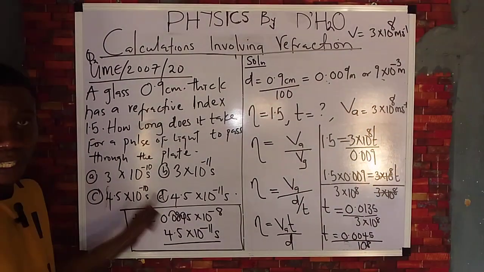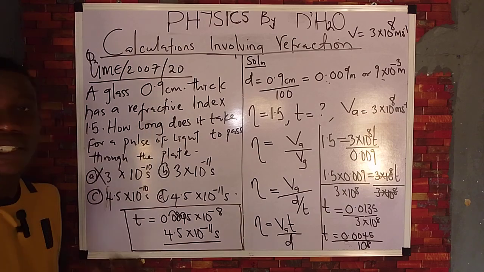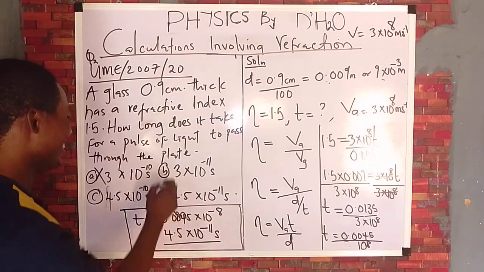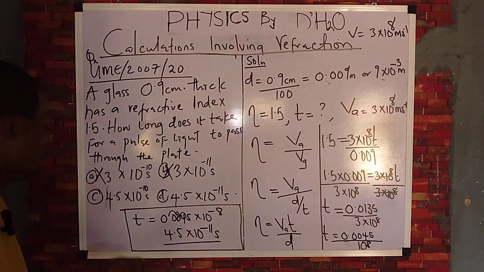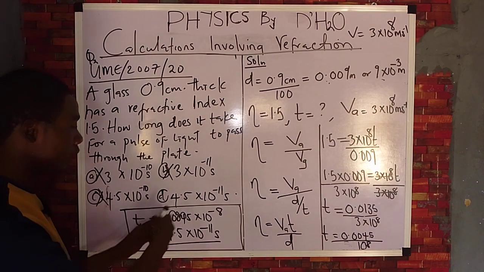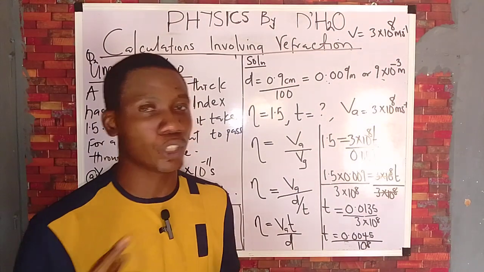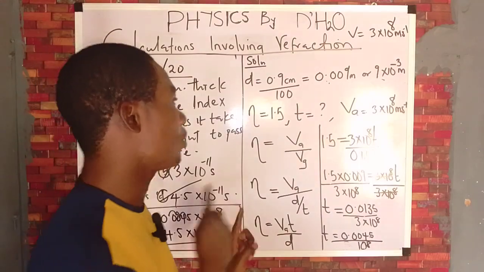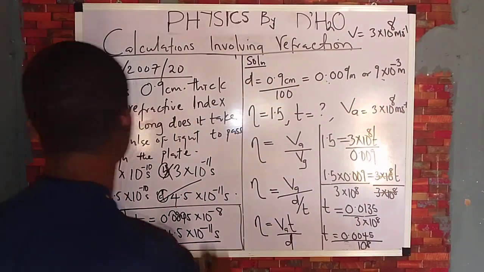Is the answer A, class? No, the answer is not A. Is it B? No, the answer is not B. Is the answer C? Be careful. These two answers look similar. The answer is not C, because the power here is minus 10. So the answer is what? D. Is shaded. Okay? We are going to take one more question on refraction, but certainly not in this nature, so that we'll continue.